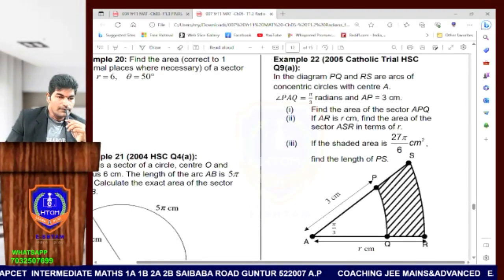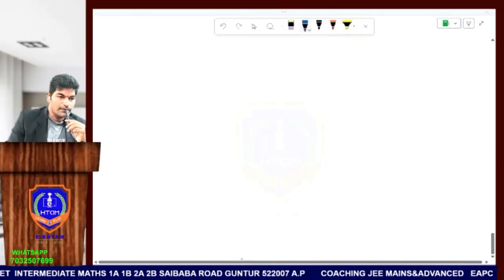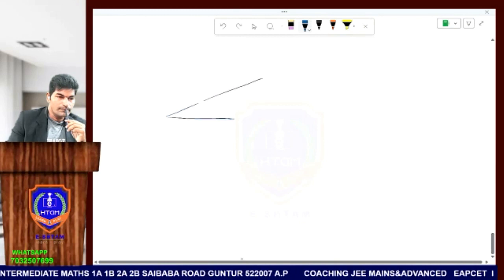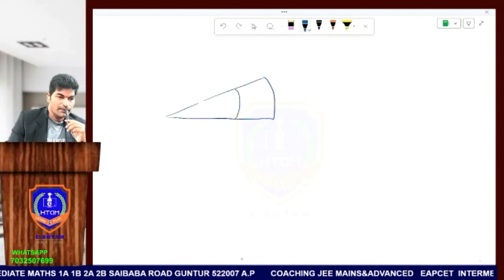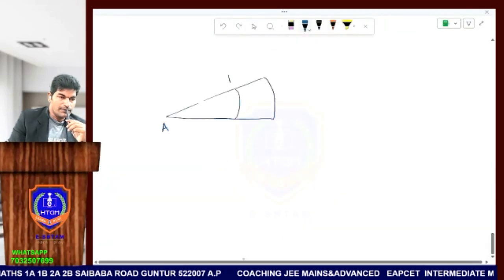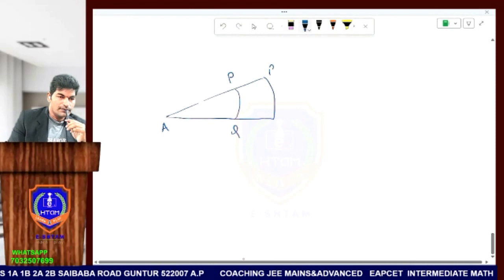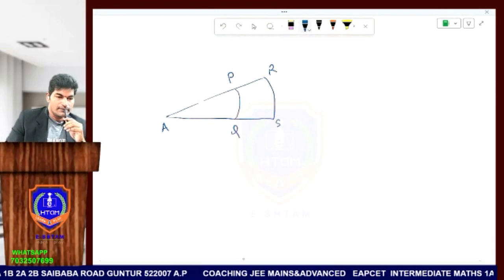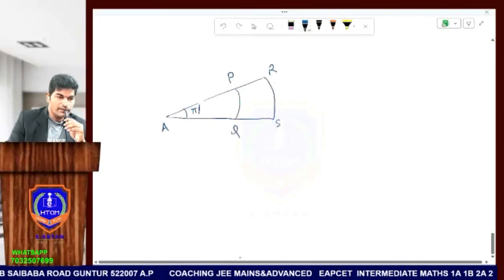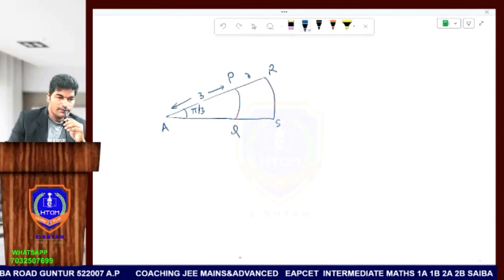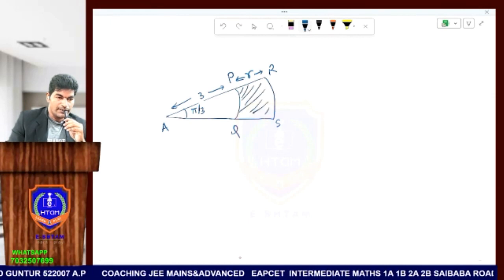So the question says, let's draw the diagram. This is the outer circle and this is the inner part of the circle. He said center A, and this is the PQ part, and this is the RS part. The angle was pi by 3, and this radius was 3 units, and we don't know, say this is R. This part is R. And we want to calculate this shaded portion.